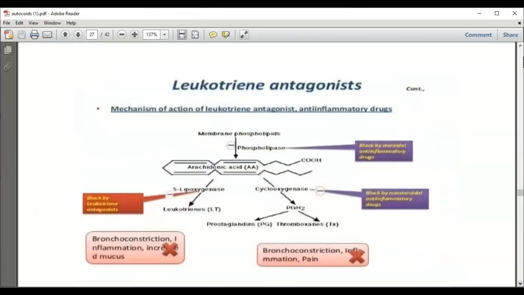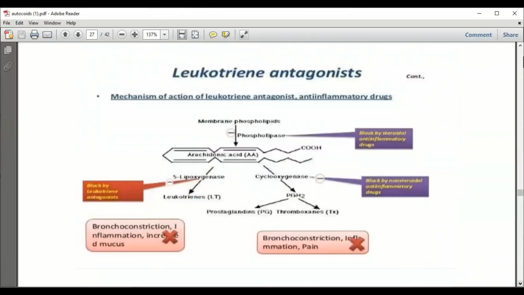So let us look at how leukotriene antagonists behave. One of the biggest leukotriene antagonists is steroid, and others are anti-inflammatory drugs. So before you understand the antagonists of leukotrienes, you should understand the pathways of leukotrienes.